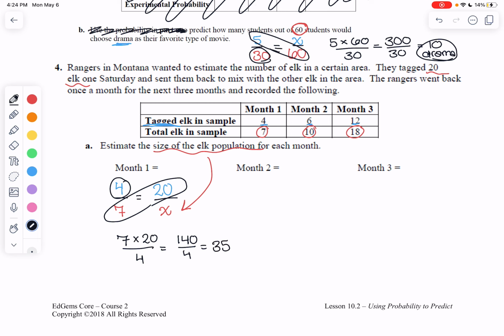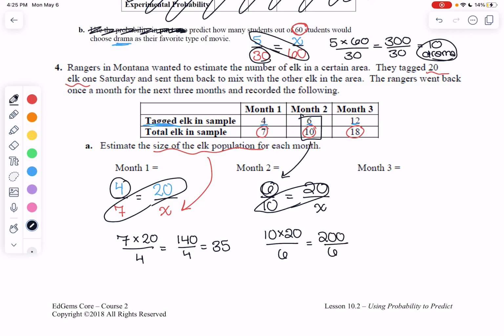All right, I'm going to do the same thing for month 2 and month 3. So month 2, I have 6 out of the 10 elk are tagged, so 20 out of how many total? I would do 10 times 20, divide by 6, so 10 times 20 is 200, divided by 6. That's not going to be a nice number. Let me see, I finally have my calculator next to me. Yeah, not a nice number, 33-ish, 33.3 repeating.